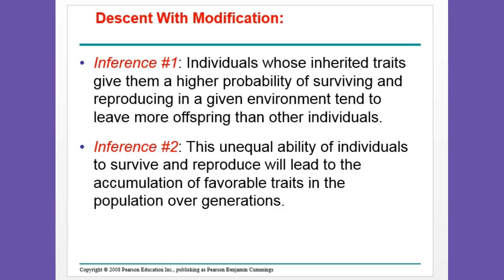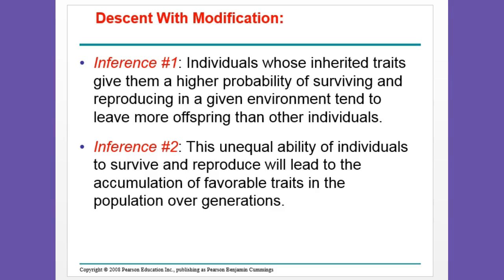Descent with modification, this is where he pulled in his theory on descent with modification and came up with these inferences based on his observations. Individuals whose inherited traits give them a higher probability of surviving and reproducing in a given environment tend to leave more offspring than other individuals. So the better adapted they are to surviving to reproductive age, the more likely they are to leave more offspring than the not quite as fit individual that won't make it as far into their reproductive years.